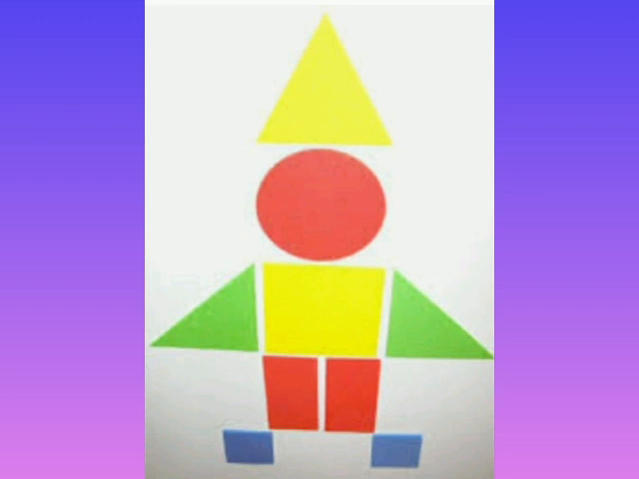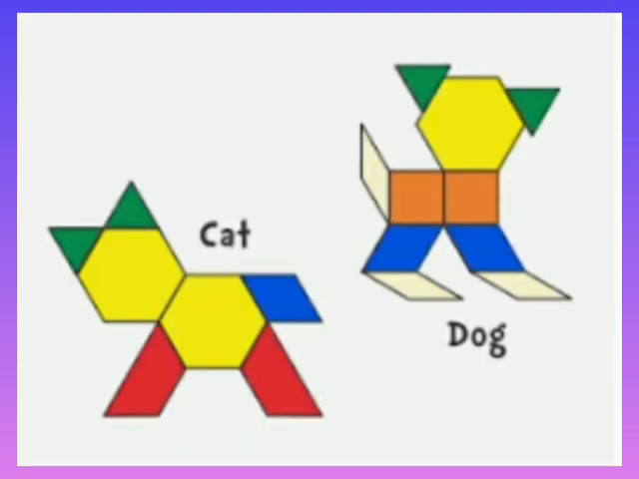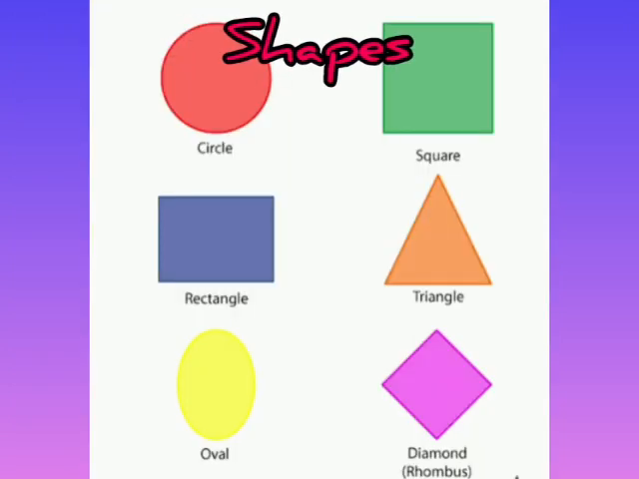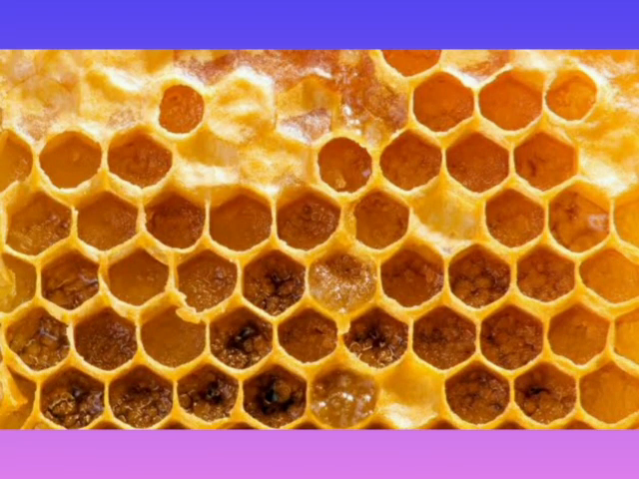Yes, it's a joker. And you see different shapes like the circle, the triangle, the square, rectangle, out of which the joker is made. And look what? Here we have a dog and a cat made up of the same shapes that we have learned in our previous class. Now here students, we see different patterns, different designs made up of different shapes, right?